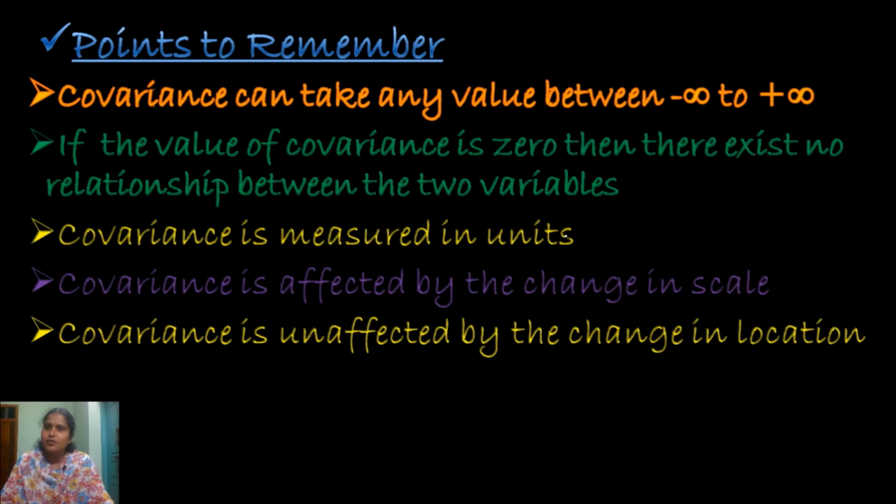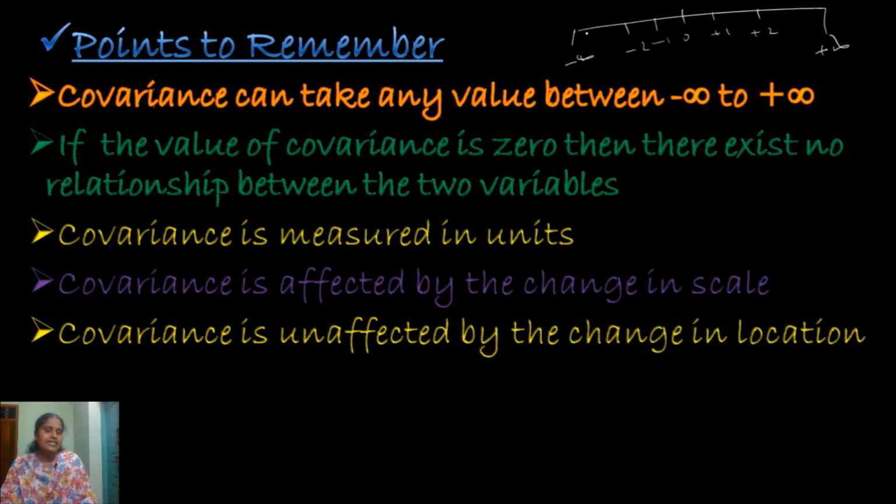Here I have to list out some of the points which you have to remember when we are dealing with the concept of covariance. Covariance can take any value between minus infinity to plus infinity. It can take any value. Here, a negative value is an indicator of negative relationship and a positive value is an indicator of positive relationship. Based on the sign, we can identify the direction of relationship, whether it may be positive or negative.